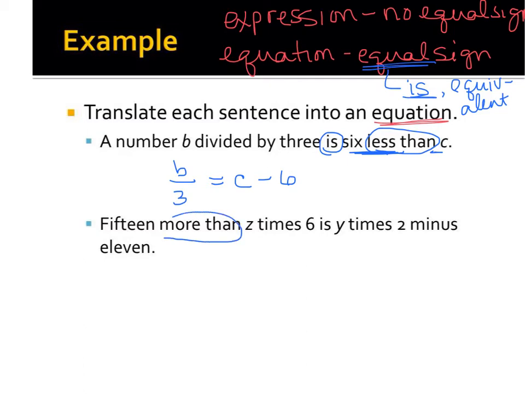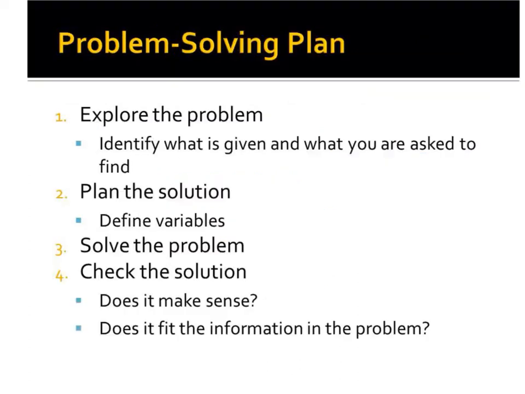15 more than z times 6. And so more than is the same thing as less than. It should go at the end. So 6z would be 6 times z, 15 more than that. And y times 2, so 2y minus 11. Make sure those make sense to you.